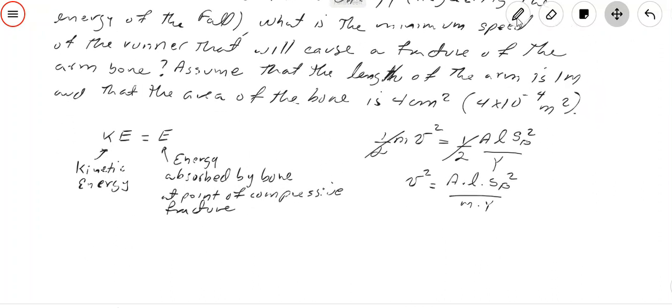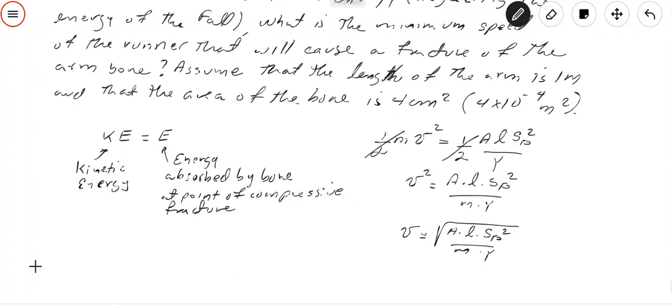So applying the square root to both sides, we have the speed. And you remember that this speed we are calculating here will be the minimum speed of the runner that will cause a fracture of the arm bone. So any speed above this number is also going to cause a fracture of the arm bone. So this is the square root of A times L times the breaking stress of the bone squared over the mass of the person times the modulus of Young.